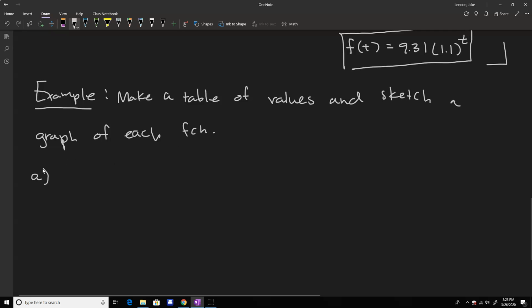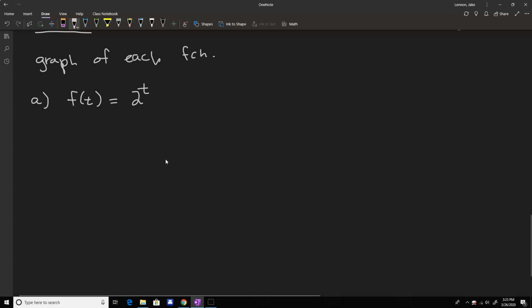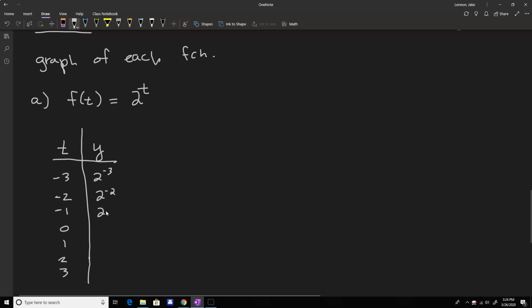So for a, we have f of t equals, let's say, 2 to the t power. So our table of values, we'll have our input values t, and our output values, we'll just call them y rather than f of t. But basically, we have your input-output coordinates. So I'm just going to choose -3, -2, -1, 0, 1, 2, and 3. So you want to plug each of those into the exponent. So you have 2 to the -3rd, 2 to the -2nd, 2 to the -1st, 2 to the 0, 2 to the 1st, 2 squared, and 2 to the 3rd.